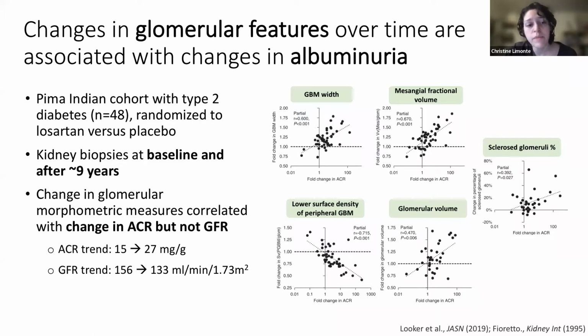Important to note is that participants had minimal albuminuria over the course of this study, but overall it was a doubling in albuminuria from 15 to 30 milligrams per gram creatinine. And they appeared to have high normal eGFRs that is likely consistent with hyperfiltration. Specifically, this metric, mesangial fractional volume, the proportion of glomerulus occupied by mesangium, has consistently had some of the strongest correlations with albuminuria, both here and in other studies.